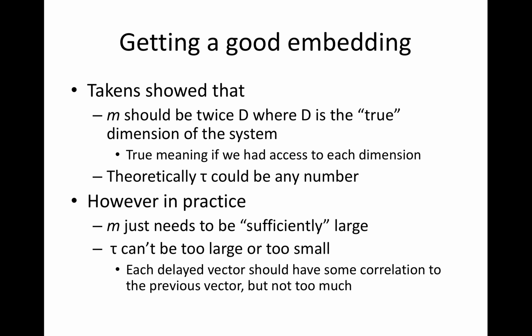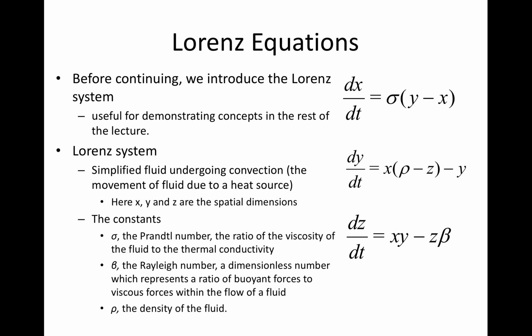And theoretically, tau, your delay, can be any number. But in practicality, you just need m to be sufficiently large, and that's something that you can determine by trial and error. And tau can be neither too large nor too small. Every delayed vector should have some correlation to the previous vector, but not too much. So that sounds kind of like a non-answer.